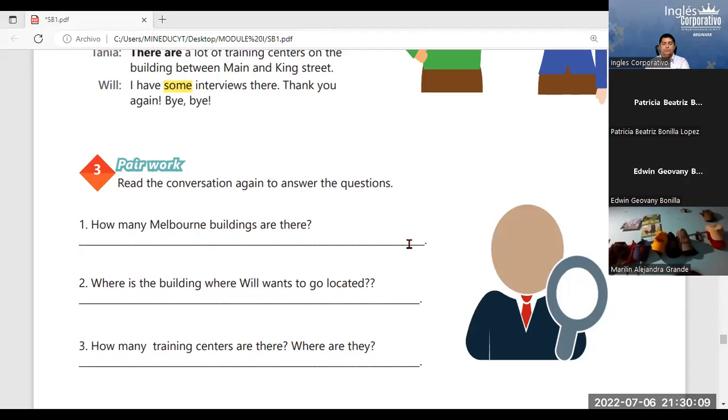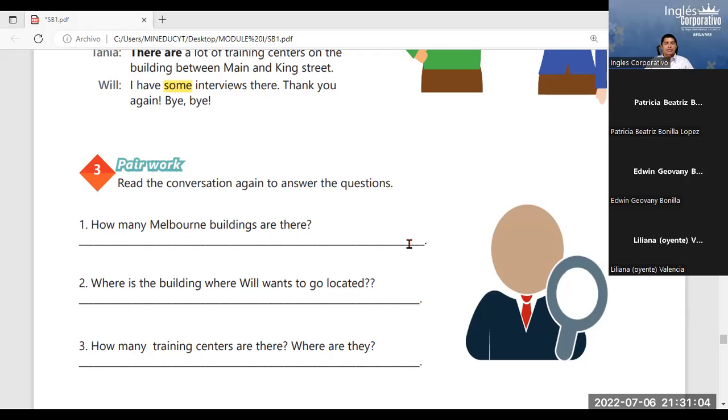What about the second one? La segunda, por favor, where is the building where we want to go locate it? Teacher, maybe it's not down the street on the left side. It's not maybe, the right answer. Okay, very good. That is the right answer. It's down the street on the left side. Thank you.